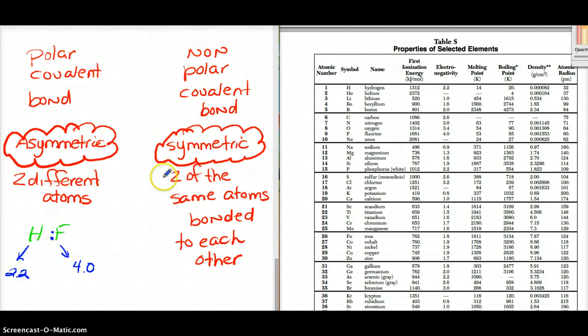Whereas in a non-polar covalent bond, the electrons are going to be shared equally with each other, and they're going to be right in the middle. So this fluorine has a 4.0, this fluorine has a 4.0, and the electrons are right smack dab in the middle. So there's no positive or negative here. Here, the fluorine would be slightly negative, and the hydrogen would be slightly positive.